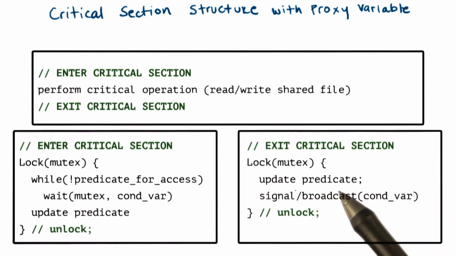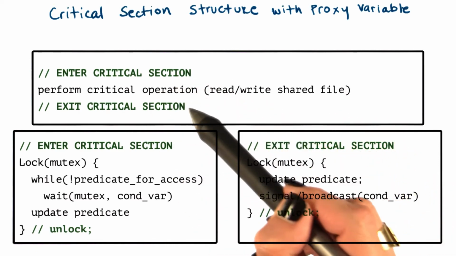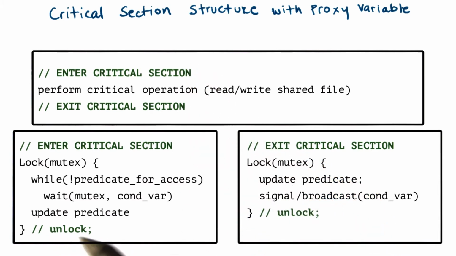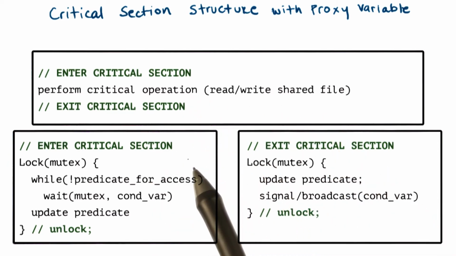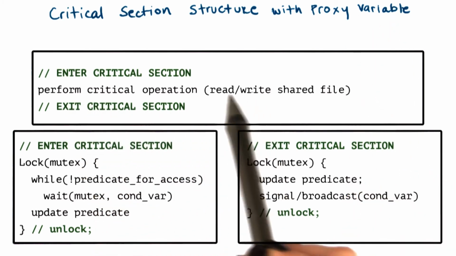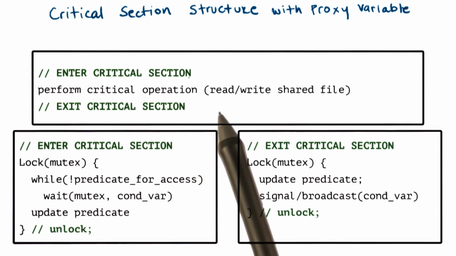So here we have really nothing to wait on. We just want to update the predicate and then signal and broadcast the appropriate condition variable. The mutex is actually held only within these enter critical section and exit critical section code. So if you see, it is unlocked at the end. And this allows us to then basically control the access to the proxy variable, but to allow more than one thread to be in the critical section at a given point of time.